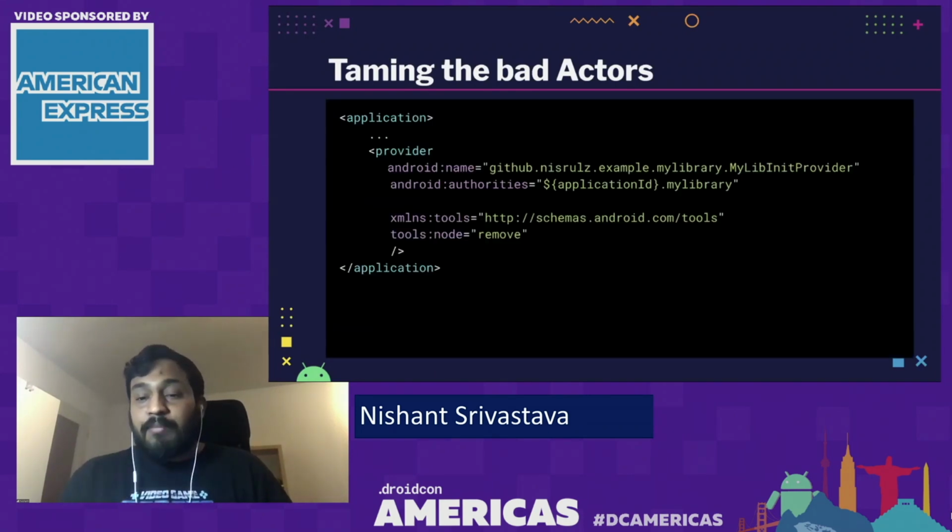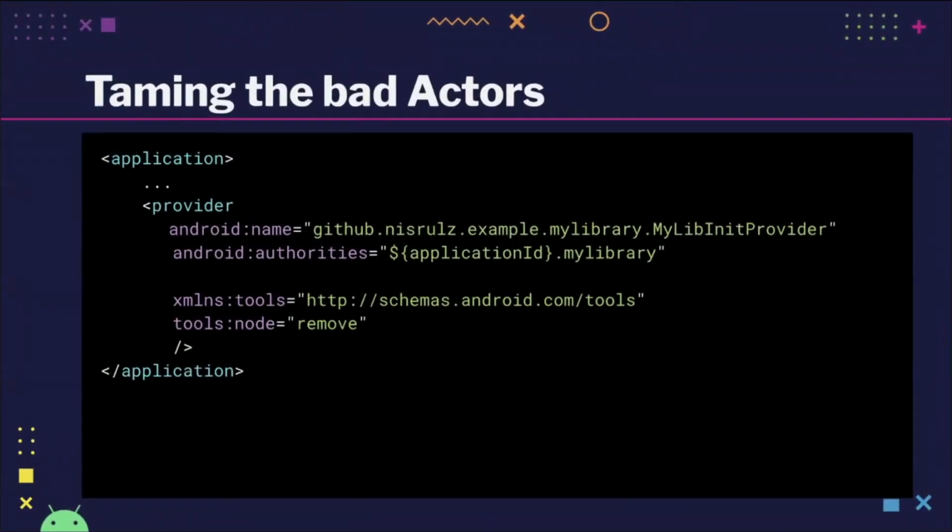Let's take an example. In the provider that my lib init provider was adding, I could just go ahead and take the same provider signature and copy paste it in my app's Android manifest file. And then I will add tools:node equal to remove. And this will basically, when the manifest merging happens, make sure this provider would not be included in the final merged file. That just gets the content provider to not invoke itself.